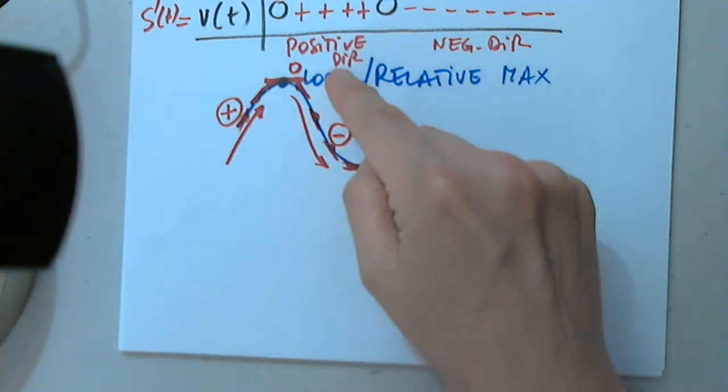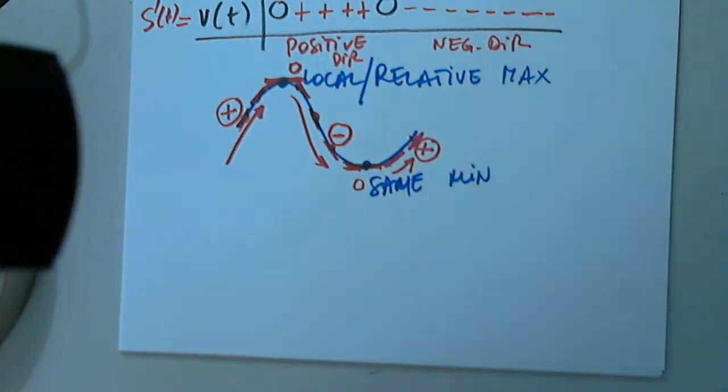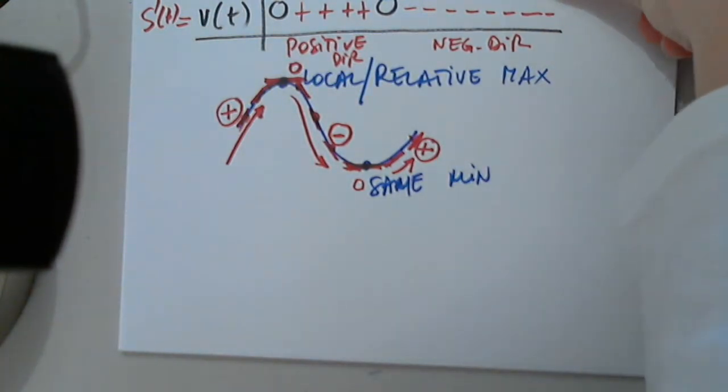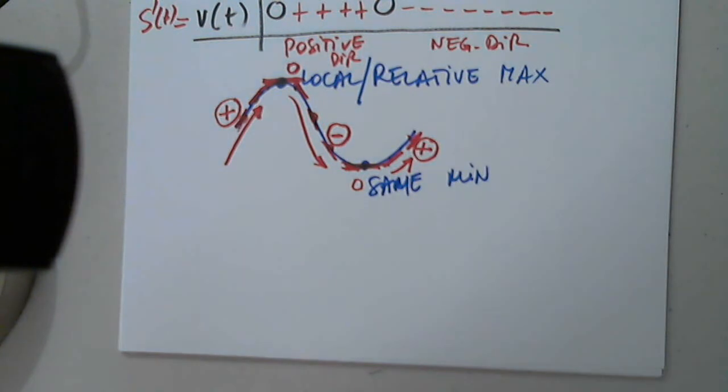Between 0 and 2, positive direction. Between 2 and infinity, negative direction. Okay, thank you. Well, of course, there is no infinity. They will have to give us something else, 10 seconds, 15 seconds, whatever. Good. Anything else before we continue?